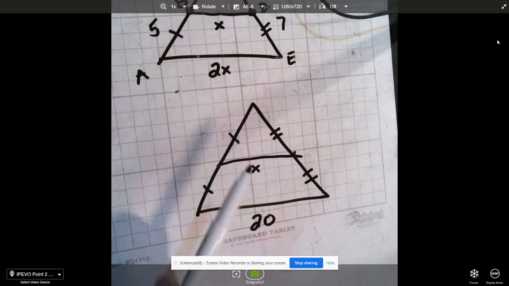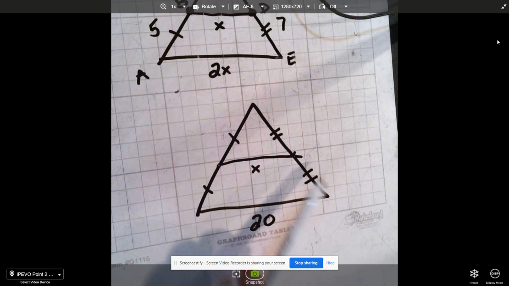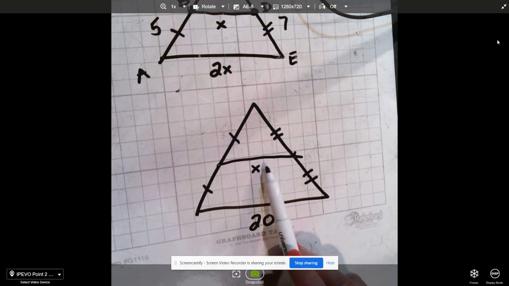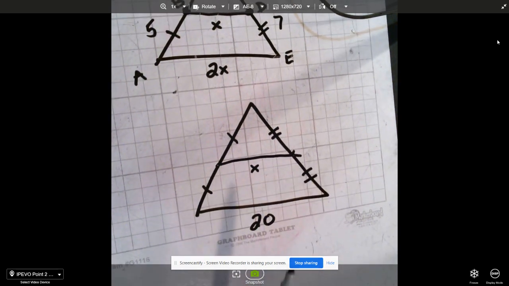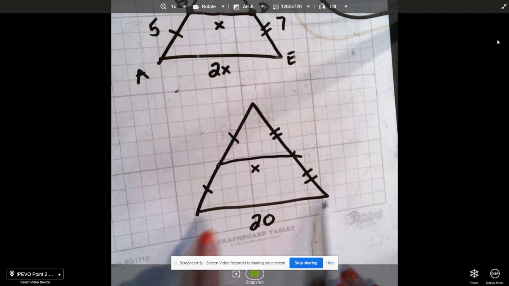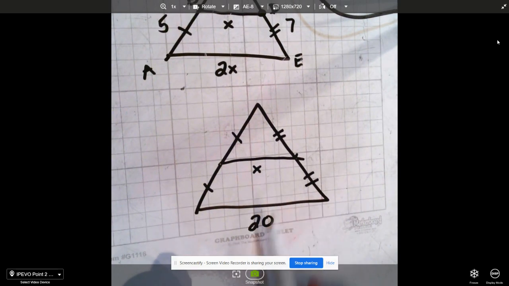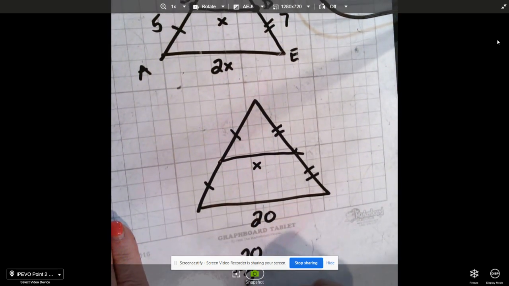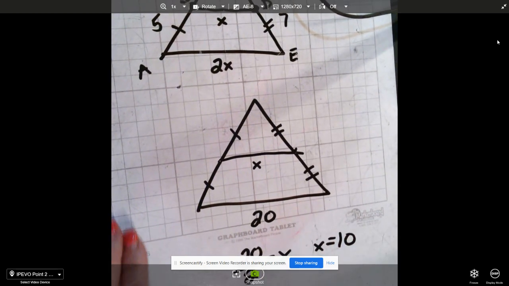Well, remember, the shorter side times 2 has to equal the longer side. Or another way to say it is the longer side divided by 2 has to equal the shorter side. So just remember, the longer side always has to be the bigger one. So if this is the bigger one, you know it has to be smaller, so you're going to divide by 2. So I'm going to get 20 divided by 2 equals X, or X equals 10.